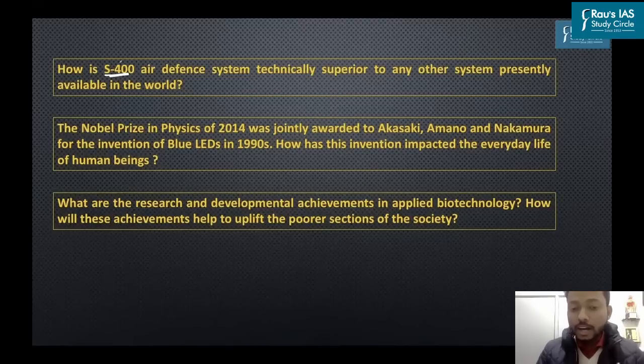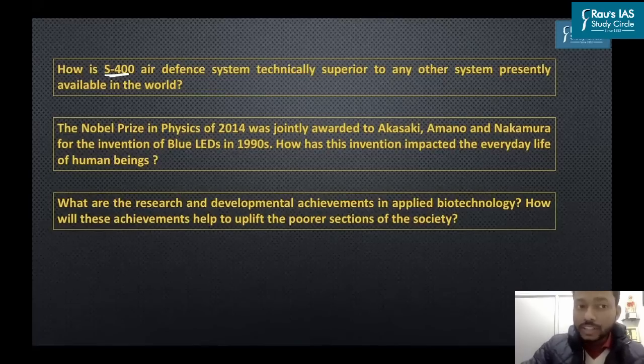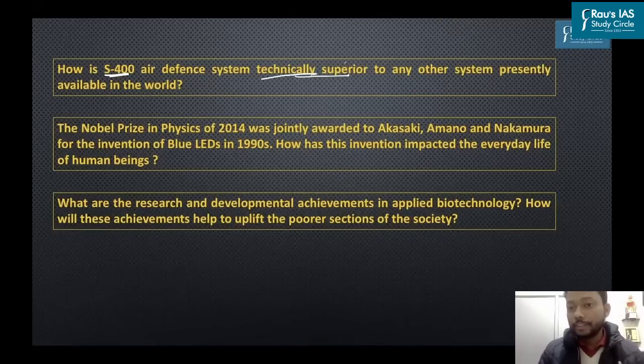But this question has been asked in the paper from the Science and Technology section, because they have been asked to discuss technology rather than the international relations implication or the significance of the missile defense system for India. The question was, how is S-400 air defense system technically superior to other defense systems that are available in the world? So in this sense, it was a little surprise, because when you define a missile defense system, you do not do the details of the parameters.